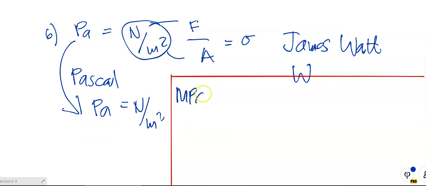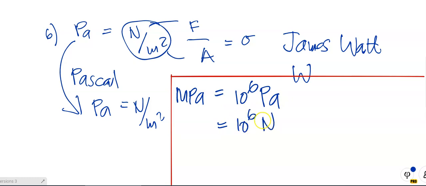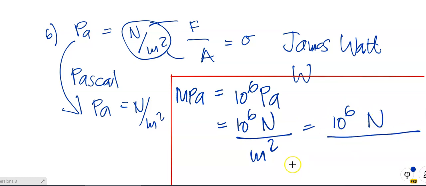Megapascal is equal to, what does mega mean? It means a million of. Submultiple prefix, you must know this now. Okay. What is Pascal? So megapascal just means a million pascals. What is Pascal? Pascal is newtons per meter squared. That's 10 to the power 6 newtons over. Right. I need to convert meter squared to millimeter squared.